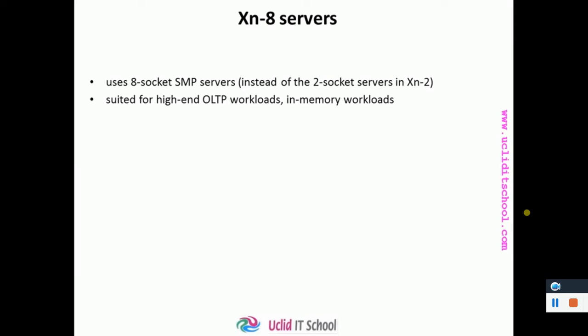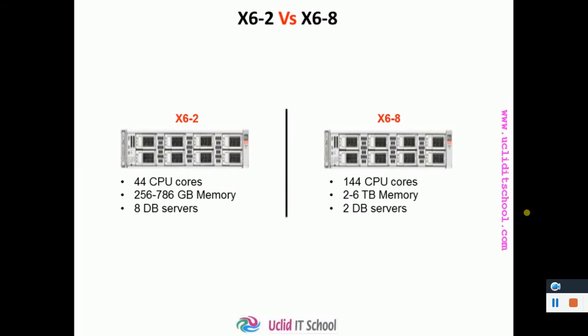It may be a little bit confusing at this stage, but as you spend more time on Exadata, you will understand the difference. It is very simple. These X-8 servers have 8-socket CPUs, X-2 servers have 2-socket CPUs, and X-8 servers have 2 terabytes of memory per server. For example, this slide shows you that comparison.